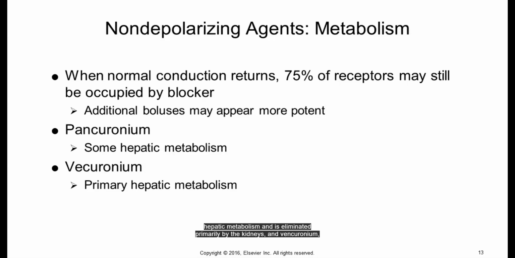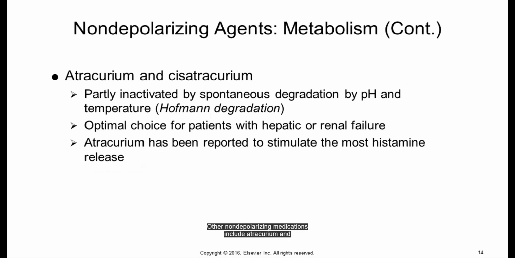Some examples of non-depolarizing agents are pancuronium, which has some hepatic metabolism and is eliminated primarily by the kidneys, and vecuronium, which is primarily metabolized in the liver and relies on the kidneys for excretion, and in renal failure can cause prolonged paralysis. Other non-depolarizing medications, including atracurium and cisatracurium, are eliminated differently than the aforementioned medications. They rely on a degradation mechanism termed Hofmann degradation, which is dependent on blood pH and body temperature. Therefore, they are good choices for patients with renal or liver failure.